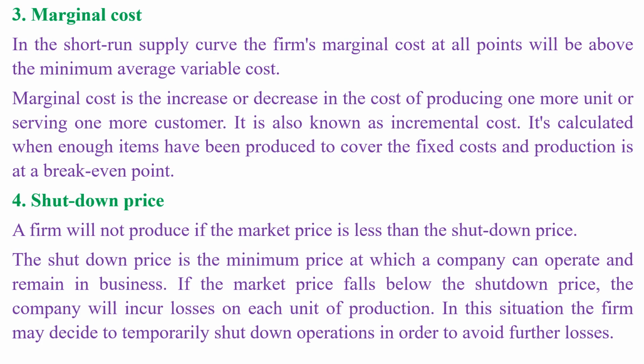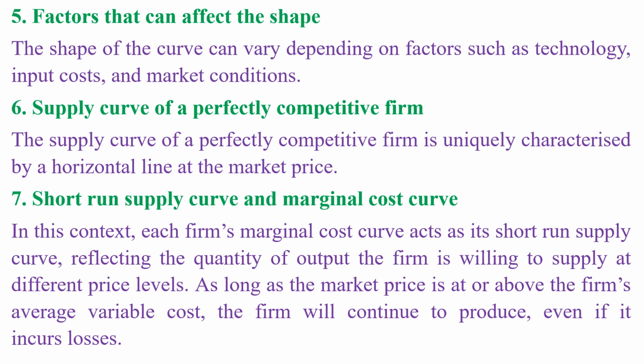4. Shutdown price. A firm will not produce if the market price is less than the shutdown price. The shutdown price is the minimum price at which a company can operate and remain in business. If the market price falls below the shutdown price, the company will incur losses on each unit of production. In this situation, the firm may decide to temporarily shut down operations in order to avoid further losses. 5. Factors that can affect the shape. The shape of the curve can vary depending on factors such as technology, input costs, and market conditions.